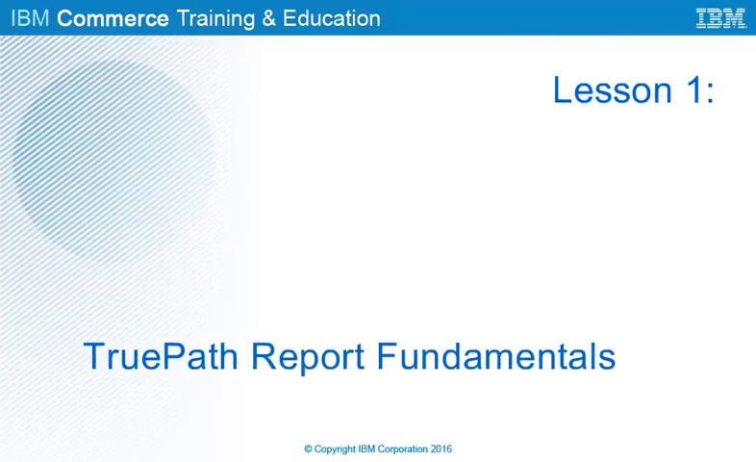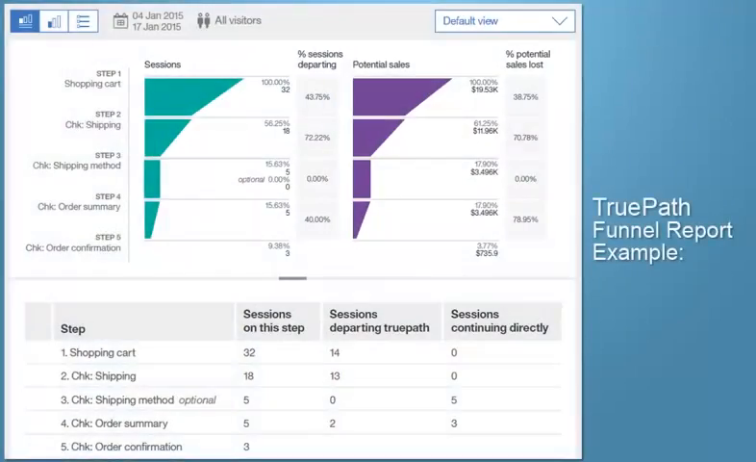TruePath reports contain a series of steps that you define as a preferred path for site visitor conversion. TruePath funnels can also be used to examine the completion rate of defined process steps. As you can see, this report consists of 5 steps from shopping cart to order confirmation. With this information, you can identify pages where visitors abandon the path and then target the pages for improvement.